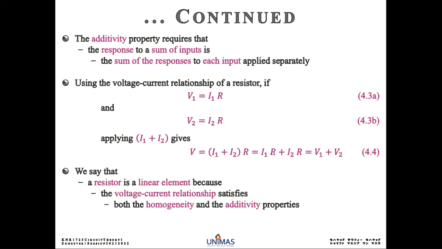So the resistor is not changing because the resistor is linear. The resistor is a linear element because the voltage-current relationship satisfies both homogeneity and additivity. So it can be multiplied by a factor of something, or you can add the two voltages of the same resistor with different voltage or different current.